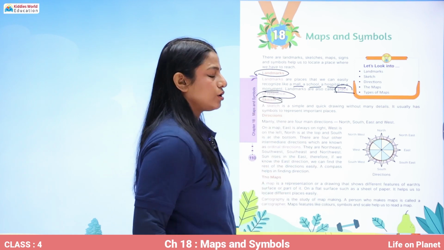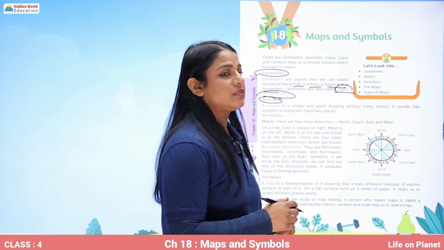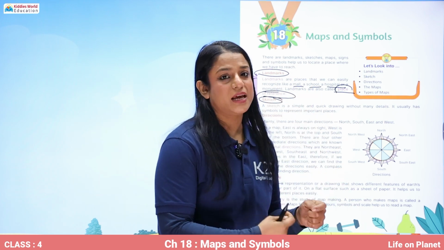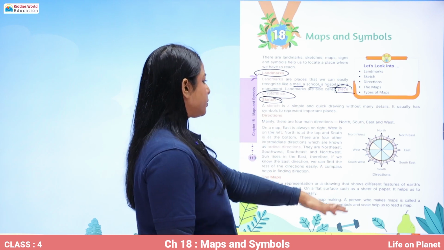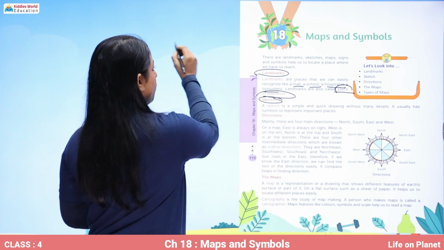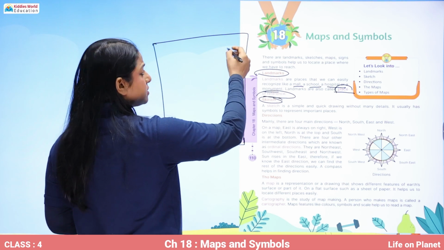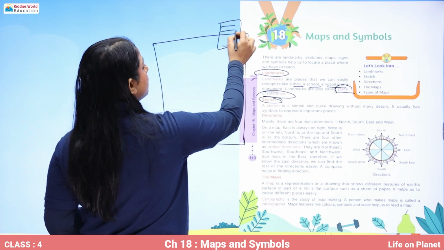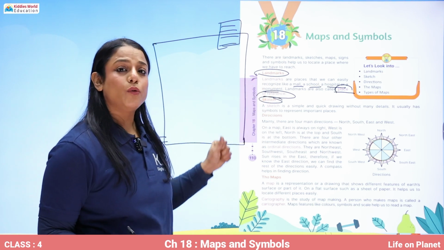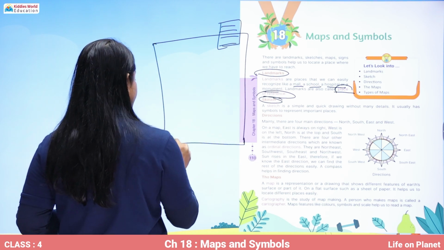Now, what is a sketch? A sketch is a simple rough drawing, a quick drawing without many details, which tells a rough idea of where any place is located. It usually has symbols to represent important places. So suppose I have to tell someone where my house is. So this is my house, and if a person is coming from here, I am just drawing a sketch of the way to reach from here to here.